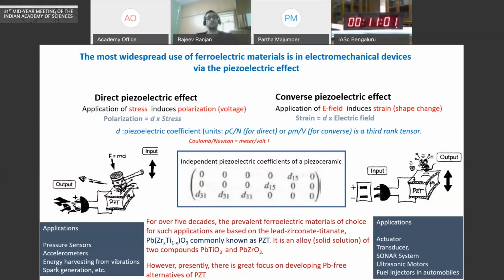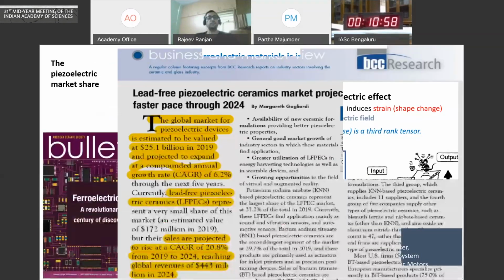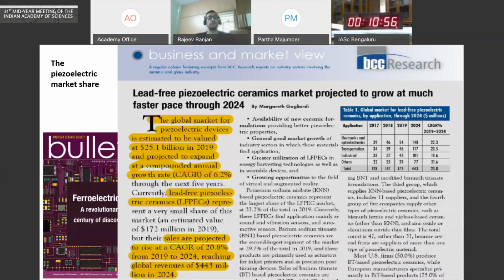This slide shows where the piezoelectric market stands in terms of economic activity. It presently has a 25.1 billion market share, still growing at a 6.2% rate annually. And with lead-free piezoelectric ceramics also picking up, it's growing much faster, at 20.8%. And it's predicted that by 2024, the market share will be quite large for these lead-free piezo ceramics as well.